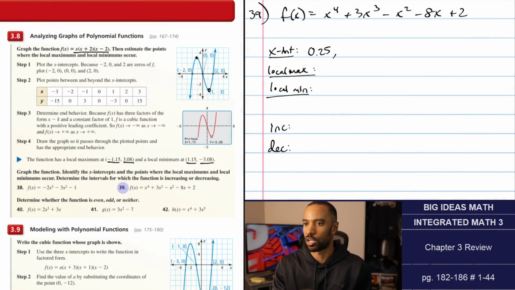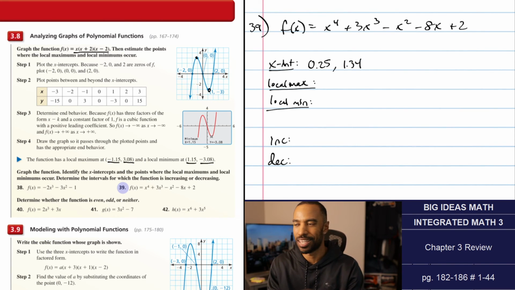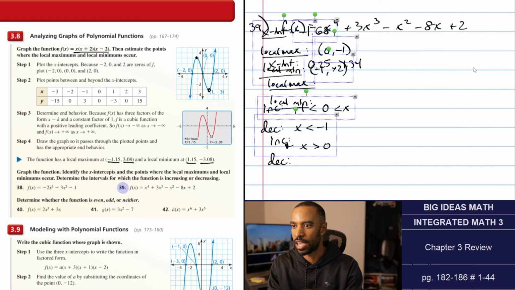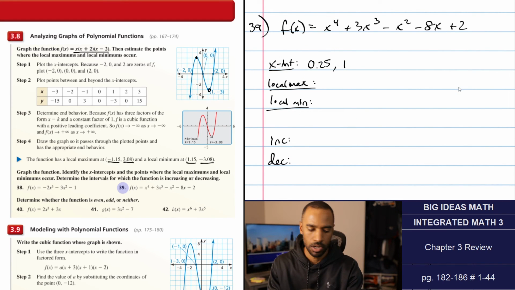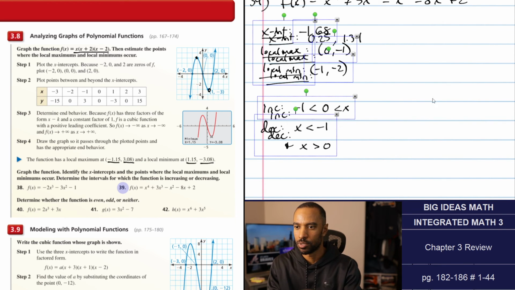Left and right of this thing, we'll choose 3 or something, and let's make sure that, where's my cursor? 2.8. Oh, it must be over here. There it is. All right, let's make sure it's close enough to it. 1.34. So my two numbers are going to be 0.25 and 1.34. These are not ordered pairs. These are x-intercept values.